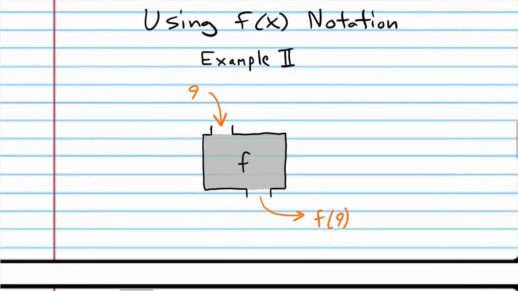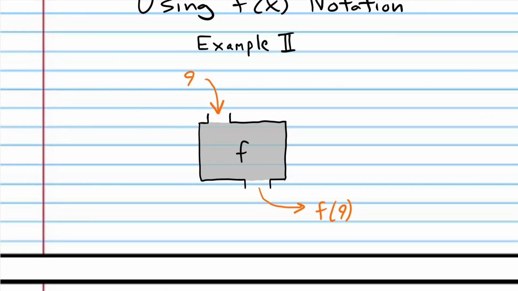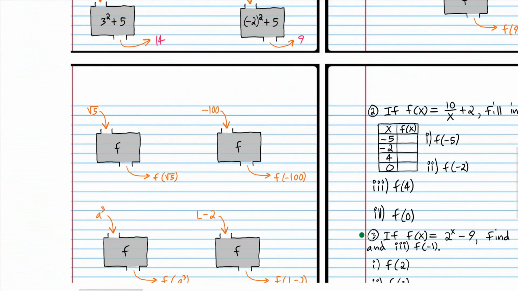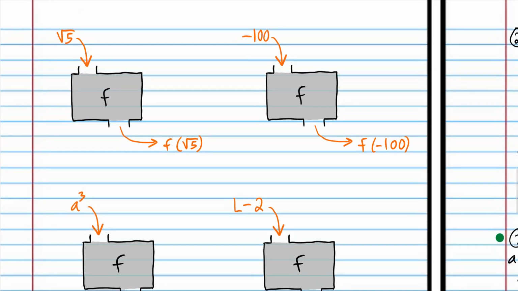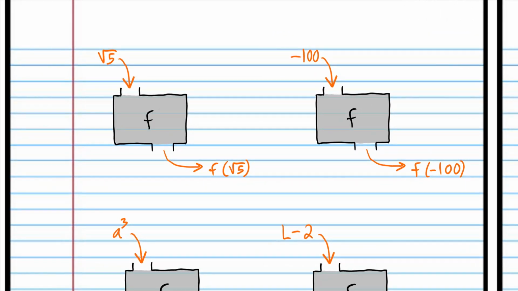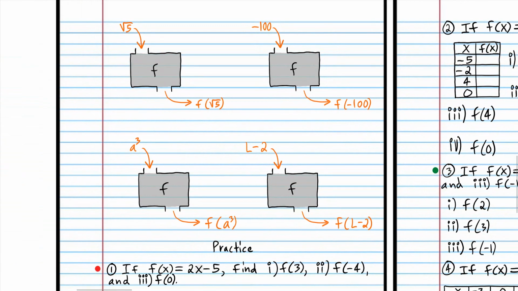So let's give some examples here, or one particular example. So let's say that we have some function f and our input is 9. Well, then we can say that our output is f of 9. That's just the way that we pronounce the output and the way that we write it. Again, I know this is very confusing, but this is just the way that we do it. So let's say that our input is root 5 and our function is f. Then our output would be f of root 5, and so on and so forth.